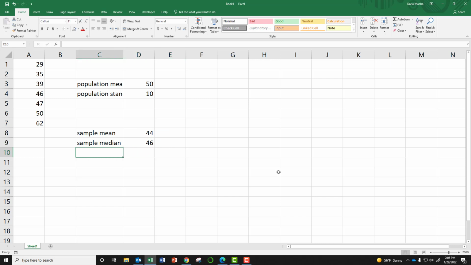And then lastly, I told you we were going to calculate the mode in Excel. So if I calculate sample mode, let's see what happens. I do equals mode, A through A, and it says there's no sample mode.